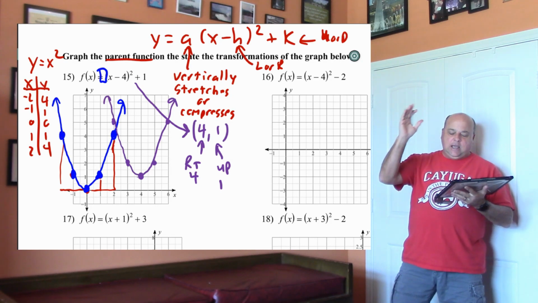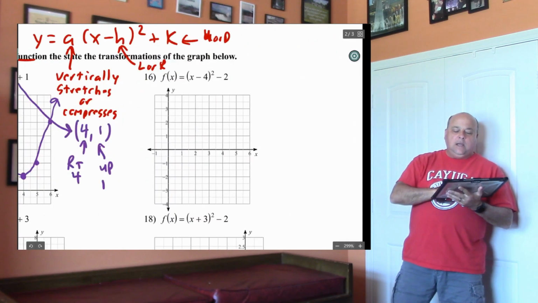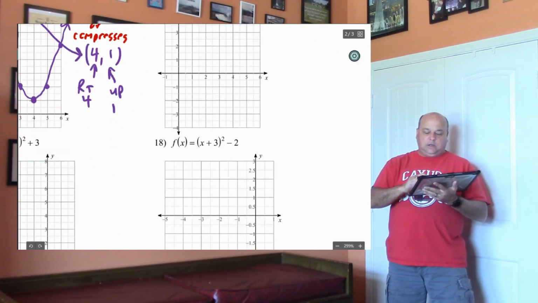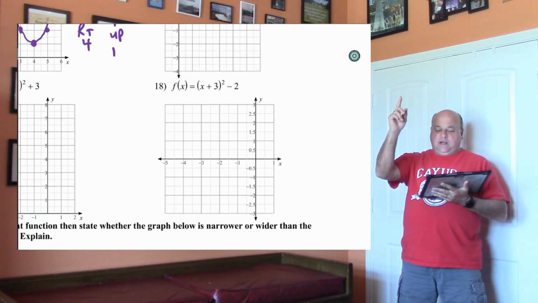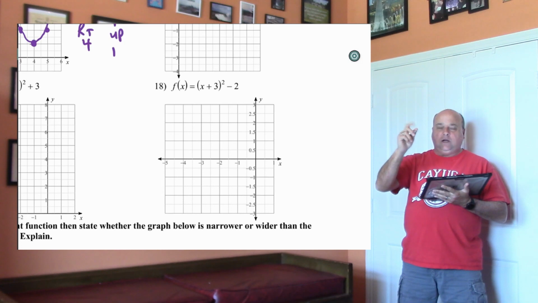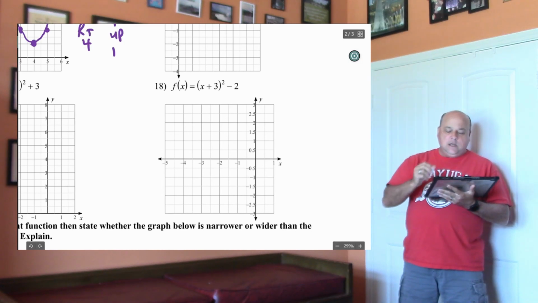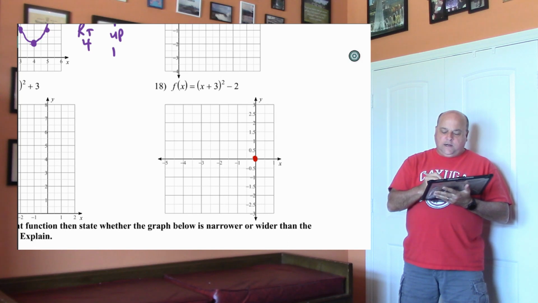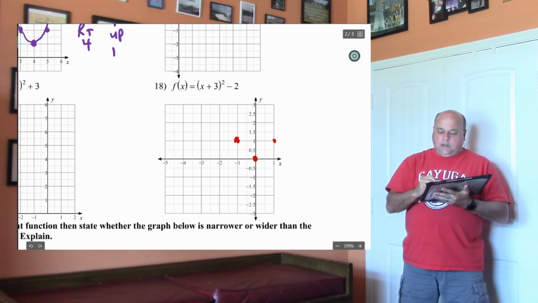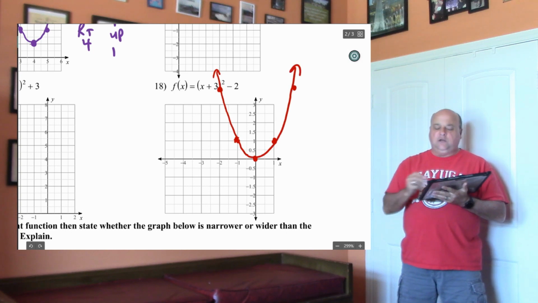Piece of cake. I'm going to do one more of these for you. Let's do number 18. Okay, so on 18, first off, let's draw the parent quadratic function. The parent quadratic function starts at 0, 0. Then you go over 1, up 1, over 1, up 1, and then over 2, up 4, over 2, up 4, and then connect those dots. That's the parent quadratic function.